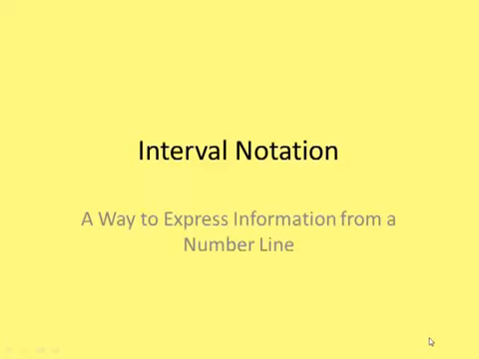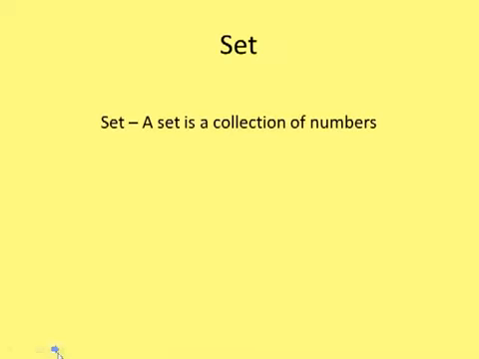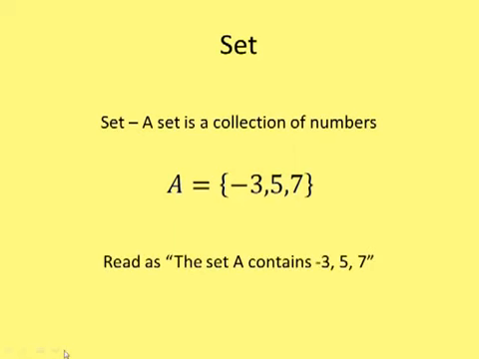In this video, we'll be talking about interval notation, a way to express information from a number line. So first, let's talk about a set. A set is a collection of numbers. So if we have the set A, and it contains these three values, -3, 5, and 7, we would read this as the set A contains -3, 5, and 7. And this is the way that it would be written with these curly braces.